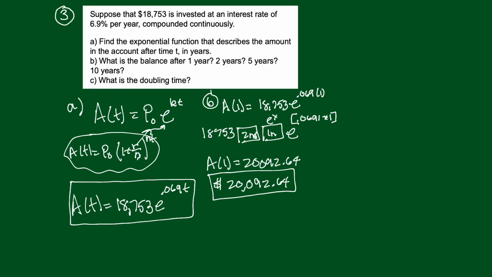Now, what's the next one? 2 years. Okay, so what is A of 2? Now, all I'm going to do to get A of 2 is, I want to compute 18,753 e to the 0.069 times 2. But the only thing that's different between this one and the one we just did is instead of a 1, we have a 2.